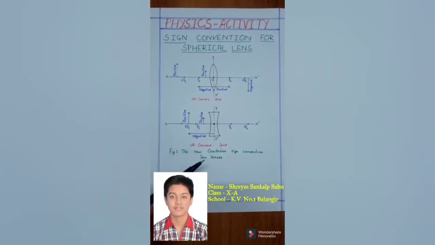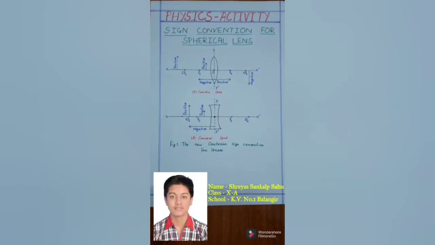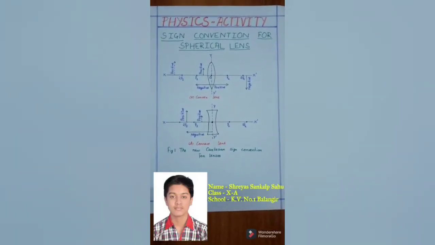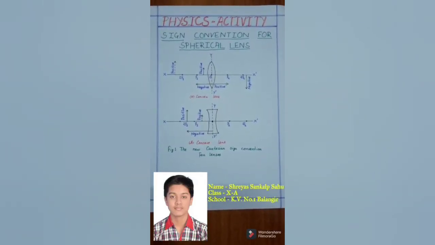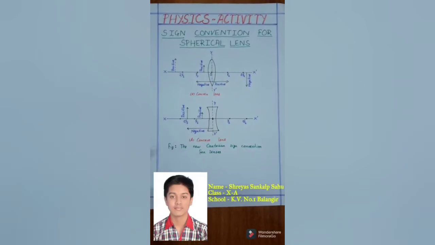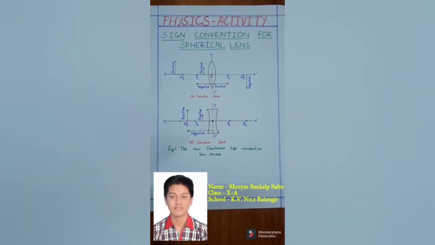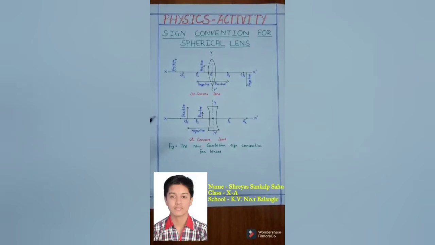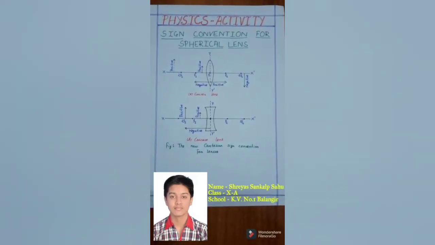On the basis of the new Cartesian sign convention, the focal length of a convex lens is considered positive. On the other hand, the focal length of a concave lens is considered negative. So, please note that the sign convention for spherical lenses is very similar to the sign convention for spherical mirrors, which we have already studied.